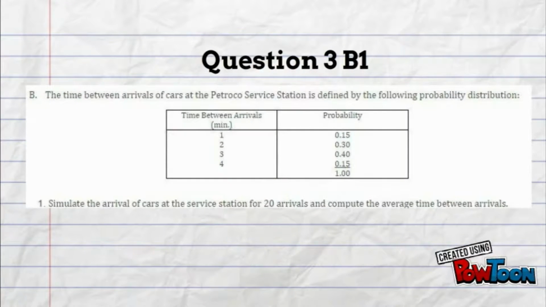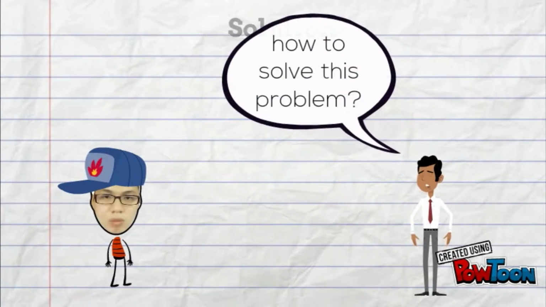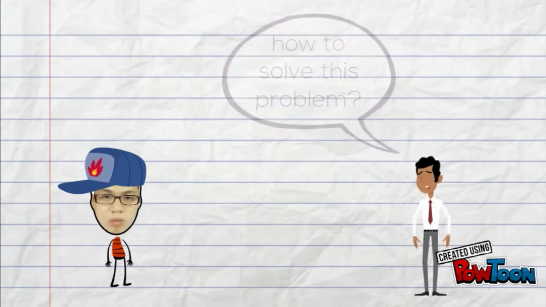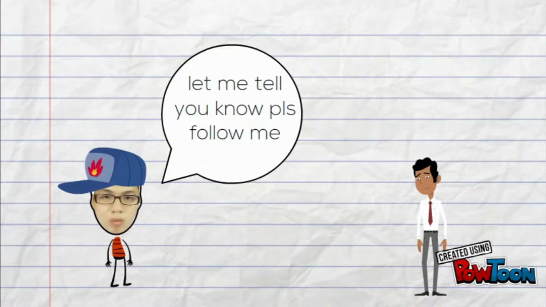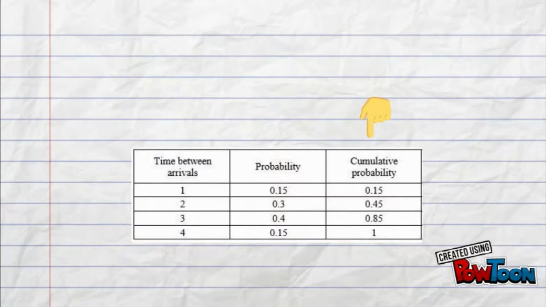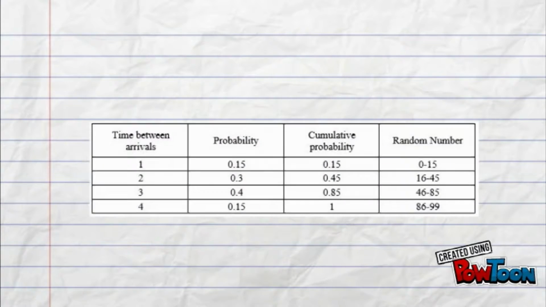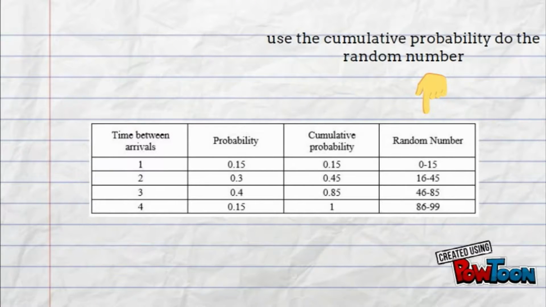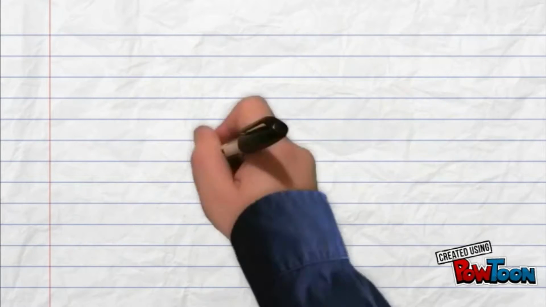Question 3B1. Step 1. We find out the cumulative probability. Then, use the cumulative probability to do the random number. Step 2.